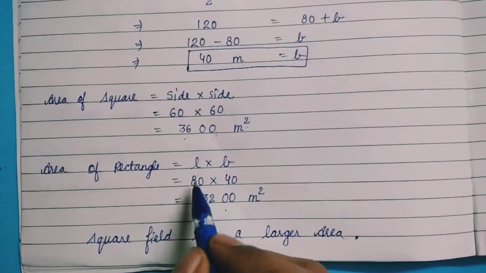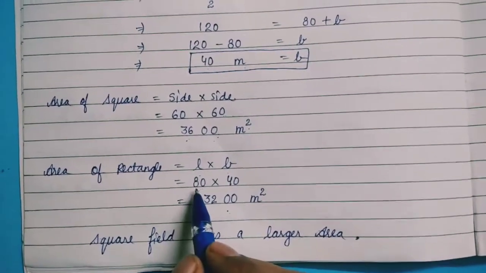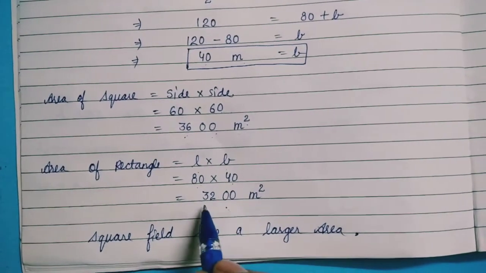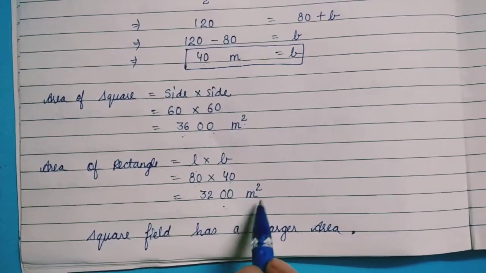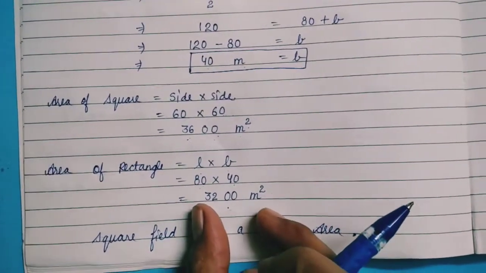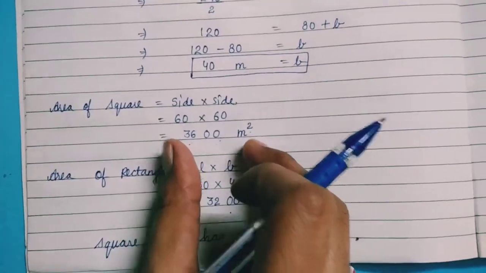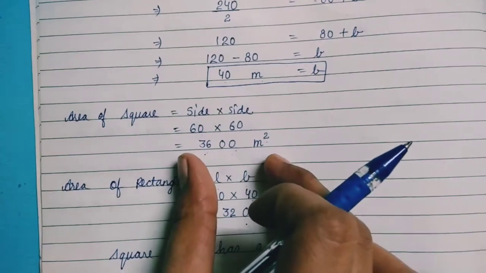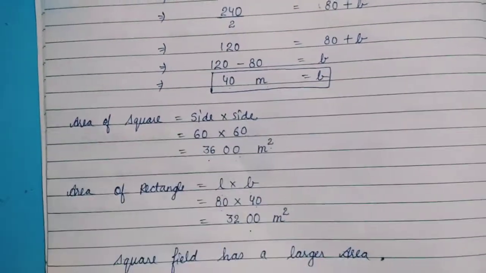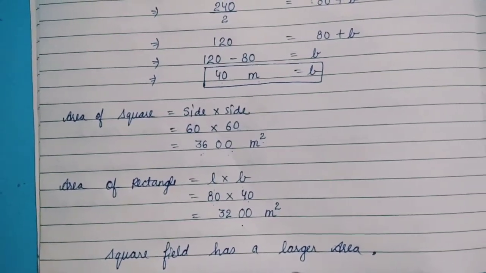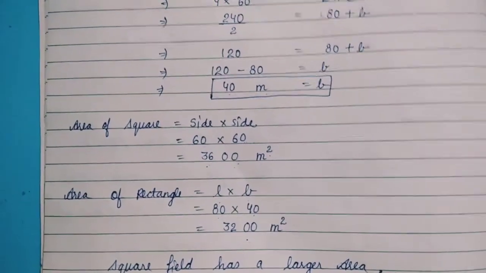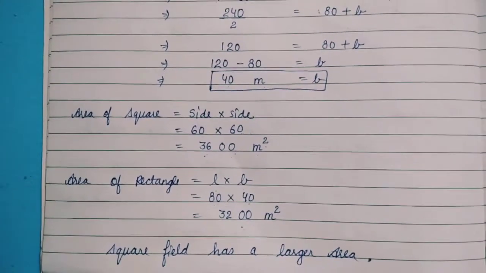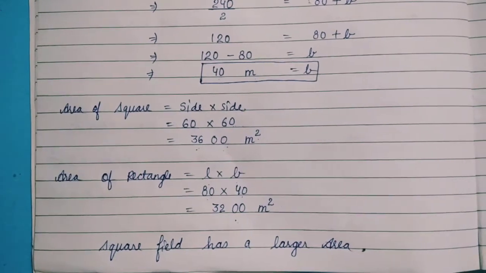So length into breadth is 80 into 40, which will give us 3200 meter square. This 3200 meter square we will compare with 3600. You can simply see 3600 is greater. So 3600 is the area of the square. It means the square field has a larger area. So this is the solution of the first question of exercise 11.1.